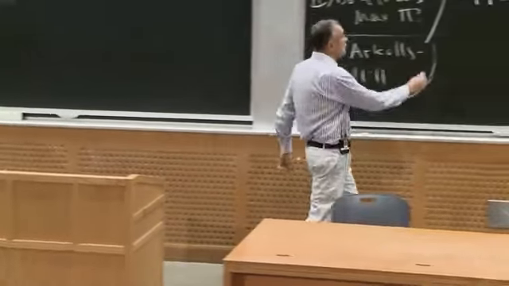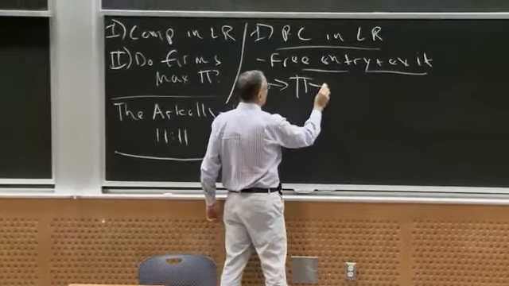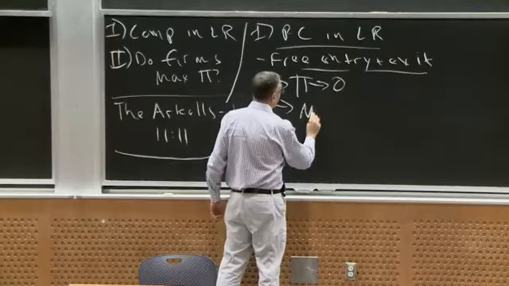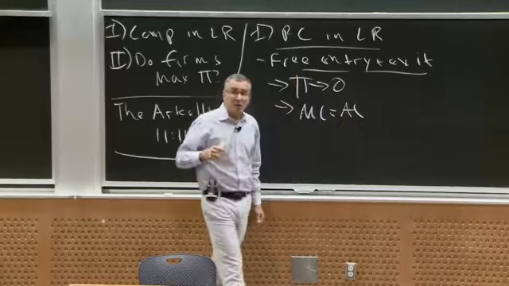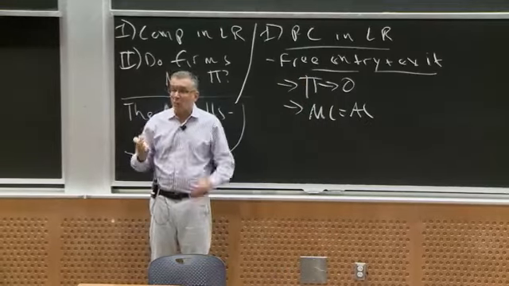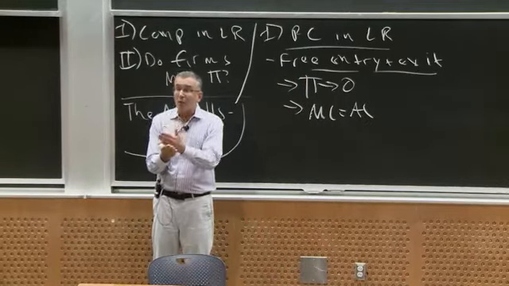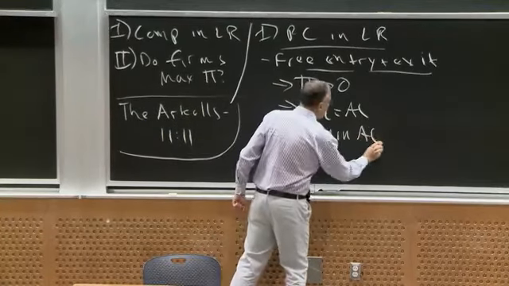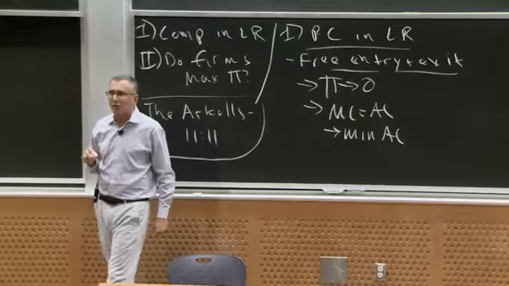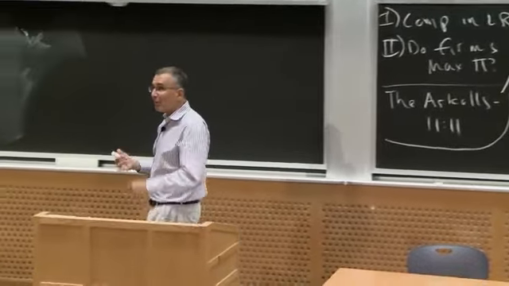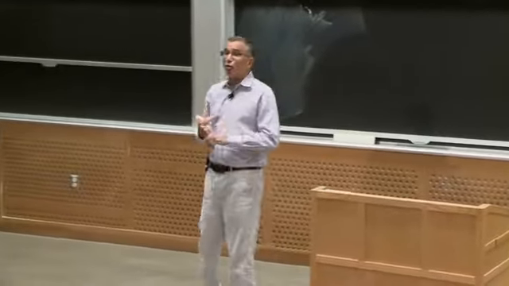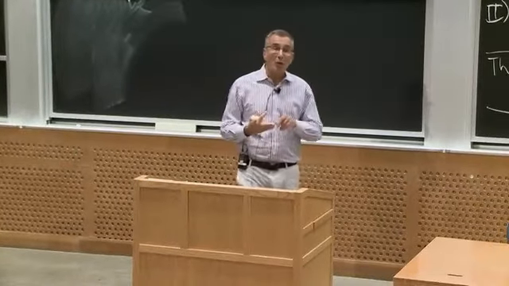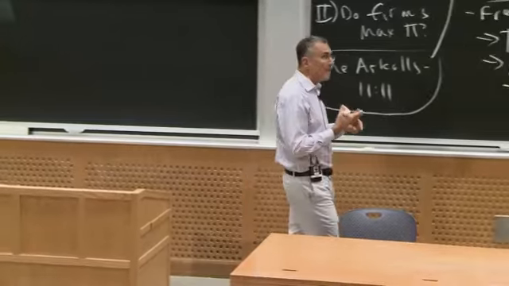So basically, entry and exit will drive profits to zero. We know that profits are only zero when marginal cost equals average cost. If marginal cost doesn't equal average cost, there are profits or losses. So profits go to zero, marginal cost equals average cost, and we know that only happens at minimum average cost. That's the point where marginal cost equals average cost. There's your little proof. Basically, profits go to zero, which means marginal cost has to equal average cost, which only happens at minimum average cost. So in the long run, every firm produces at minimum average cost.